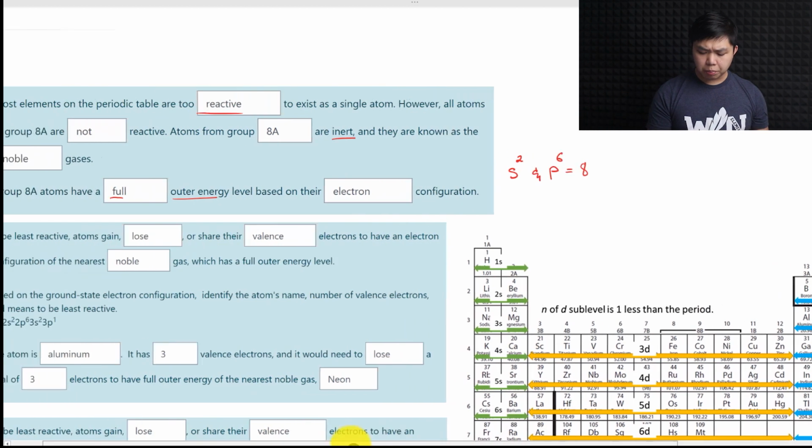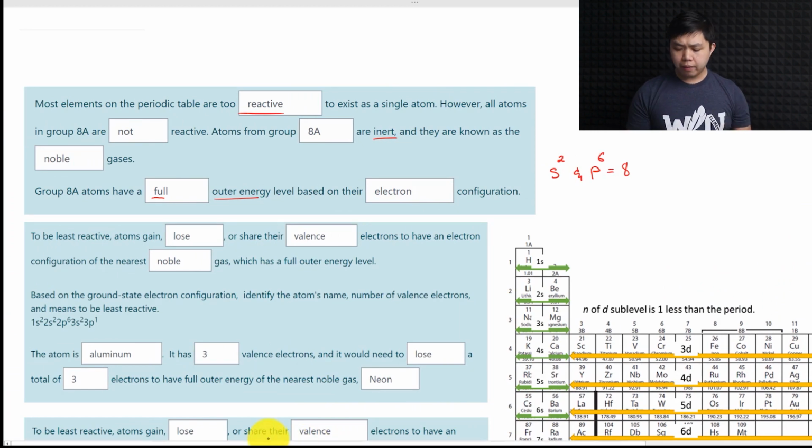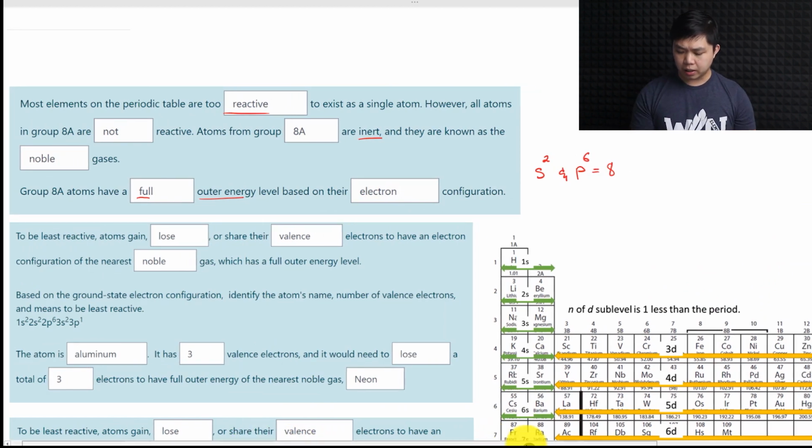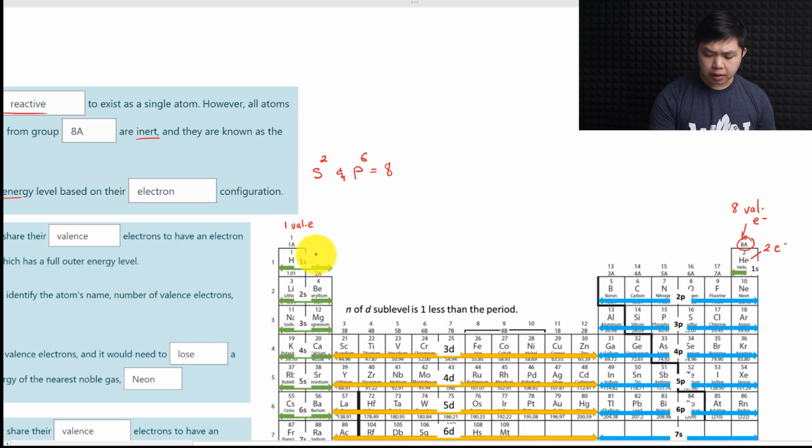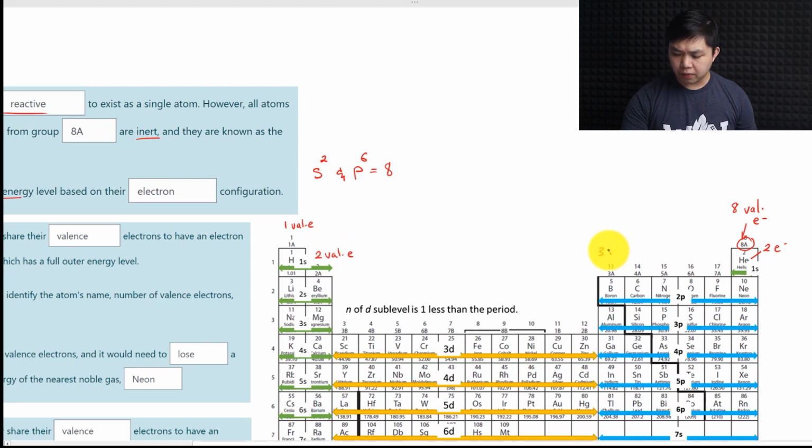So a better way of putting this is like this. If we look at any elements on the periodic table, and this trend usually applies to the group A's, which are the representative elements, group 1A has 1 valence electron. Group 2A has 2 valence electrons, group 3A has 3 valence electrons, and 4A has 4, then 5, 6, 7, and 8, okay?